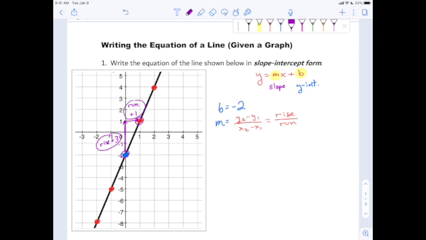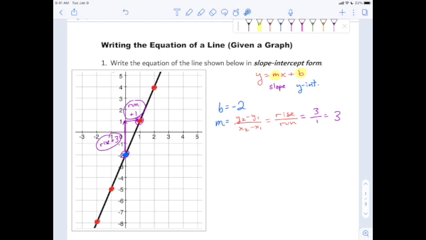So my rise was 3. My run was 1. They're both positive, so I don't need to write positive. And 3 divided by 1 is, of course, 3. Always want to put your answers in simplified form. So my slope of this line is 3.